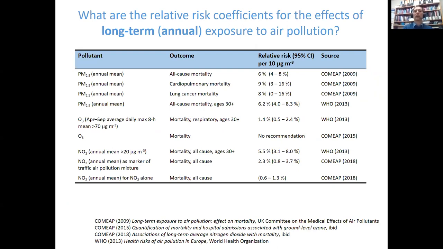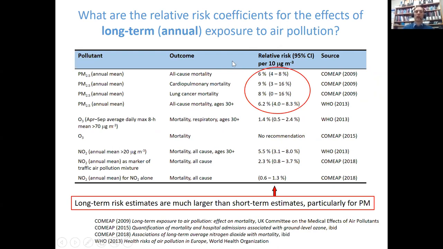If we look at long-term annual exposure to air pollution, it's the same idea with this table. In the left-hand column, we've got the pollutants, PM2.5, ozone, NO2, and different types of mortality effects here. And these values now, if we look at them, are actually quite a bit higher. So that's the key message. If we're looking at the long-term effects of air pollution, the risk factors are substantially higher than the short-term effects.